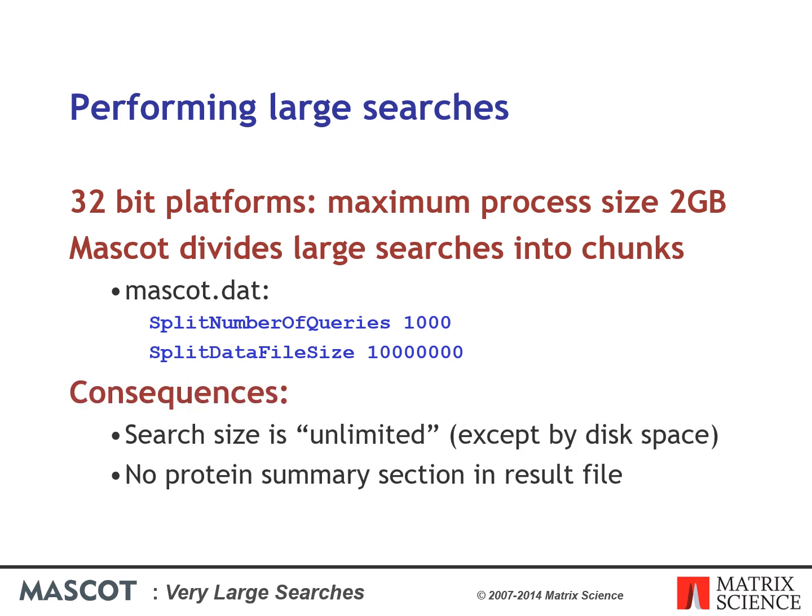One consequence of splitting a search is that there is no protein summary section in the result file. This is not a problem because no one wants a protein summary report for a large MS/MS search. However, some old client software gets confused by the missing section. The workaround is to increase the values so that large searches never split. Maybe setting split number of queries to 1 million spectra and split data file size to 10 billion bytes. This is okay, but remember to reset these values as soon as you are able to. Otherwise you might find yourself running out of memory or address space for your large searches.